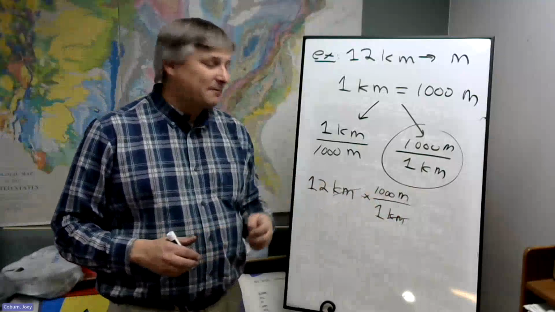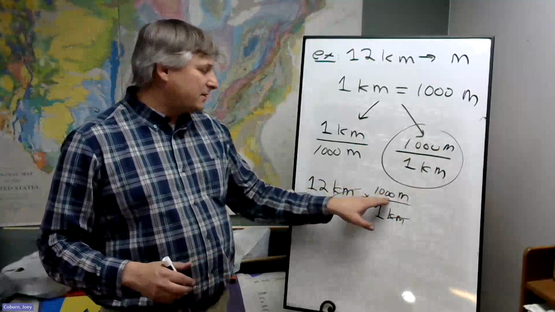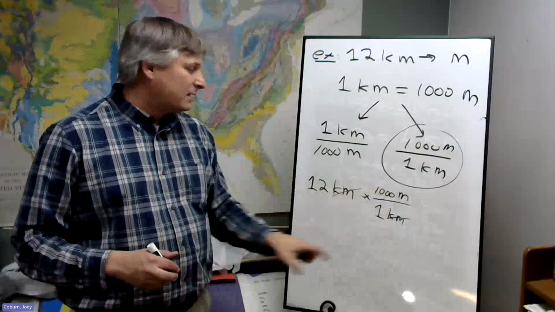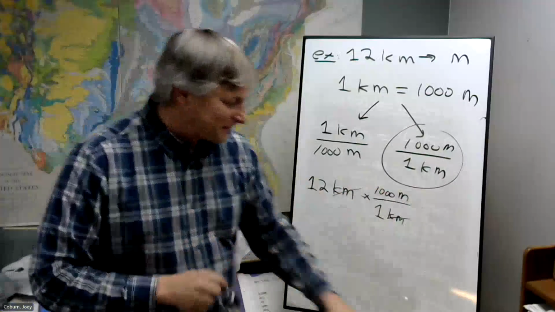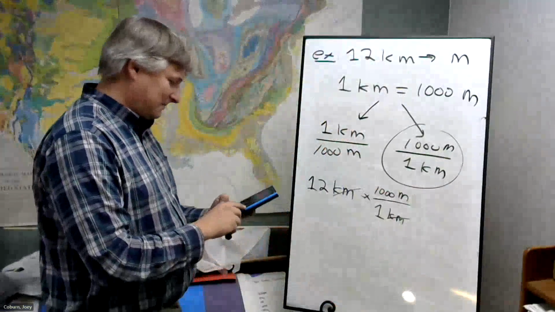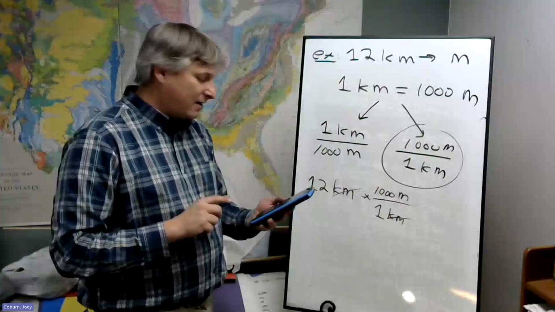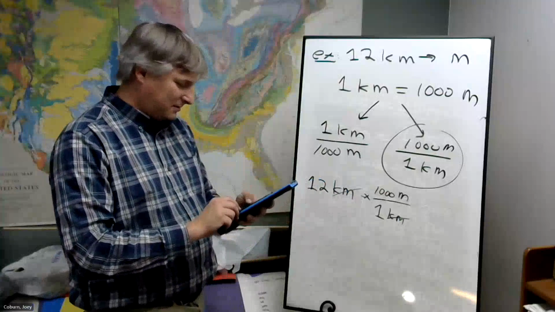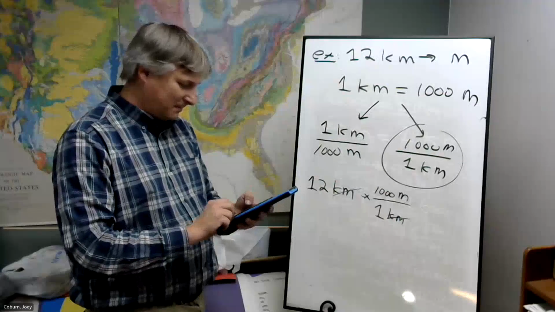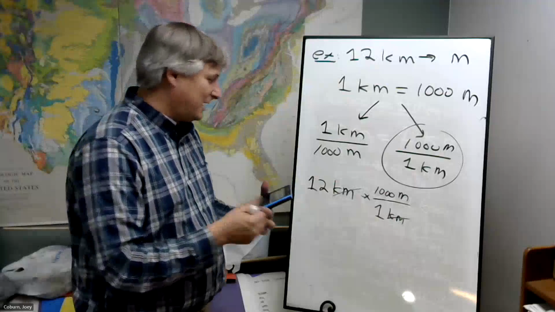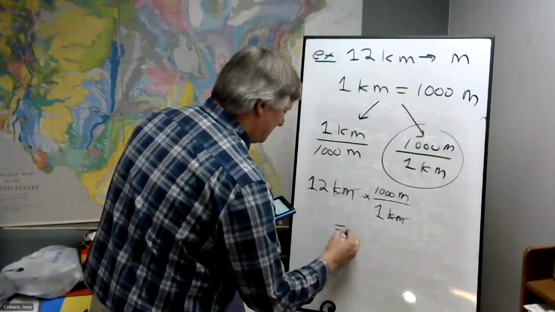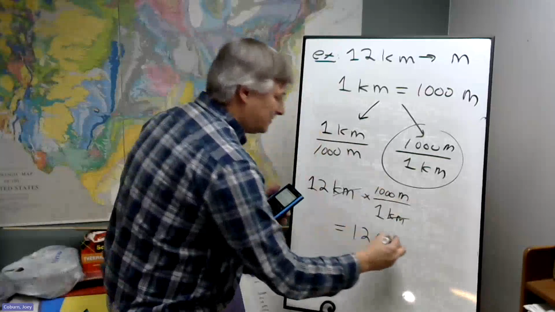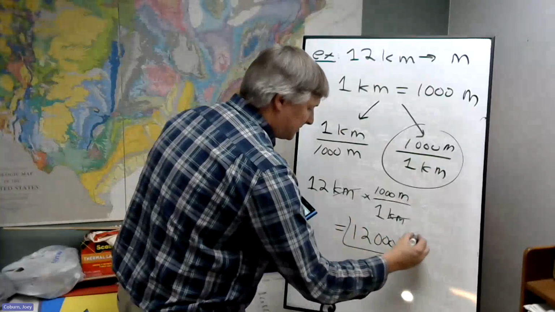So now we multiply. We're going to get 12 times 1,000 meters divided by 1, tack on meters at the end. So now I've got this calculator. I know how to use it. Always a key thing. And so we get 12,000. And don't forget, tack on the meters at the end, 12,000 meters.